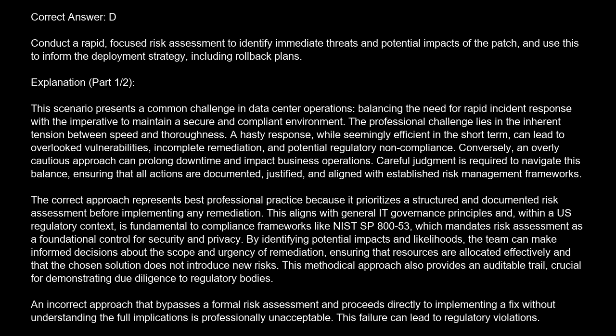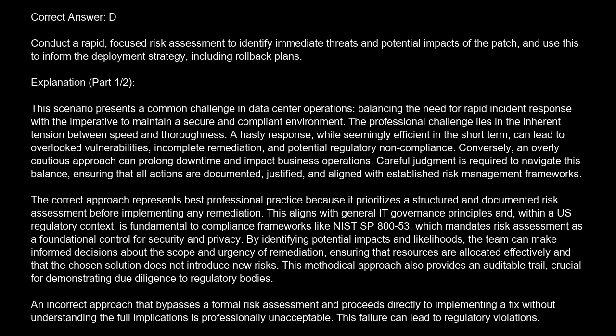The professional challenge lies in the inherent tension between speed and thoroughness. A hasty response, while seemingly efficient in the short term, can lead to overlooked vulnerabilities, incomplete remediation, and potential regulatory noncompliance. Conversely, an overly cautious approach can prolong downtime and impact business operations. Careful judgment is required to navigate this balance, ensuring that all actions are documented, justified, and aligned with established risk management frameworks.